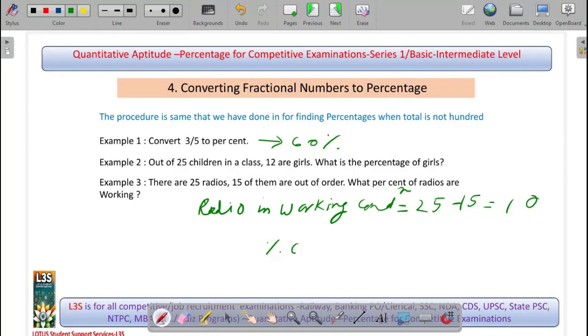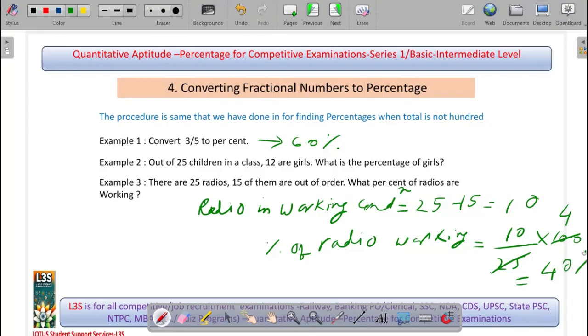And the percentage of radios working is equal to 10 by 25 into 100, 4, so this is 40%. So 40% of radios are in working condition. And how much is out of order? If 40% is working, that means 100% minus 40%, that is 60%. 60% is out of order.